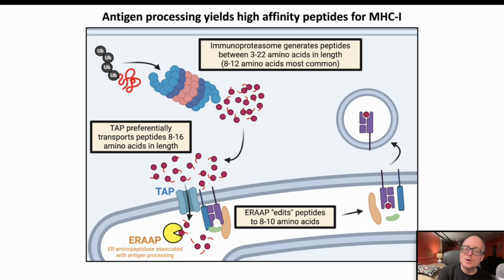It's not that a peptide with 11 amino acids would never bind to MHC class 1, but it would do so with much less affinity because it's just a little bit too big to fit snugly in the antigen binding groove, if you will. And so the process of editing allows us to get into that sweet spot of length so that peptides associate with really high affinity with MHC molecules.